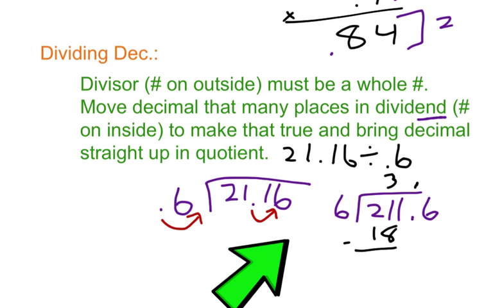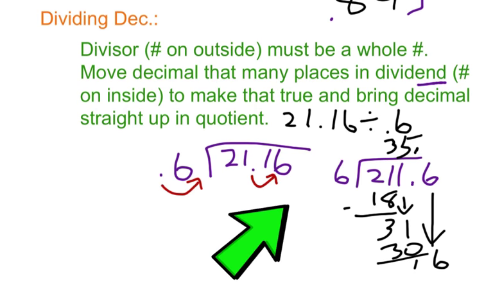I subtract. I get 3. 21 minus 18 is 3. I bring down the 1. And 6 will go into 31 5 times. 5 times 6 is 30. Subtract and we get 1, and then bring down the 6.